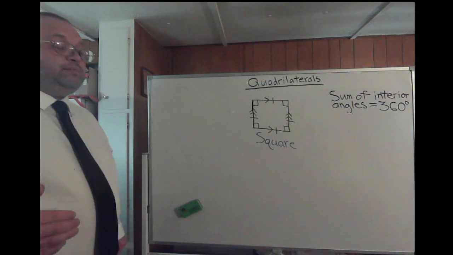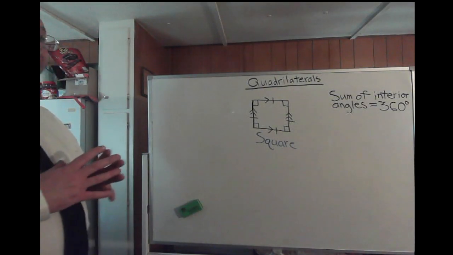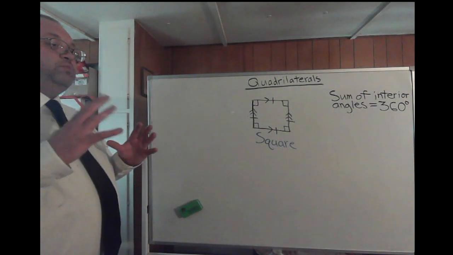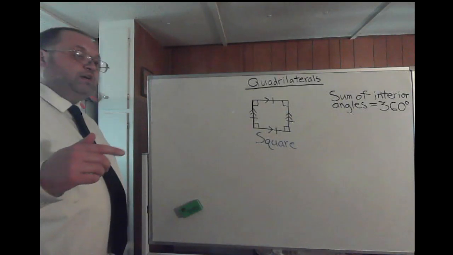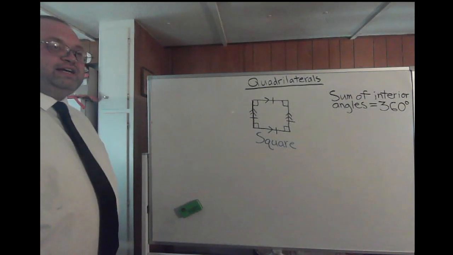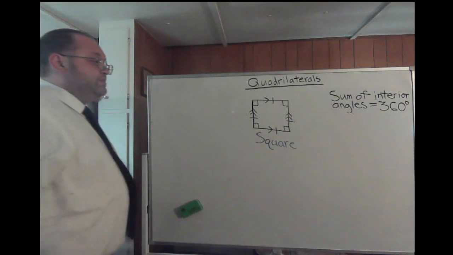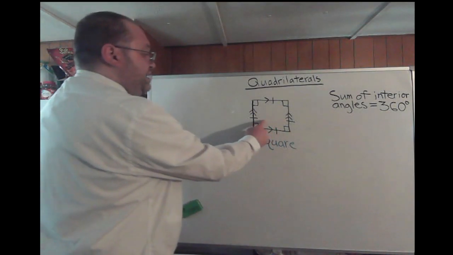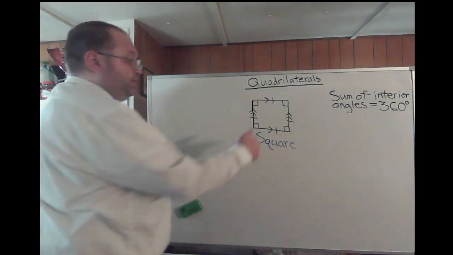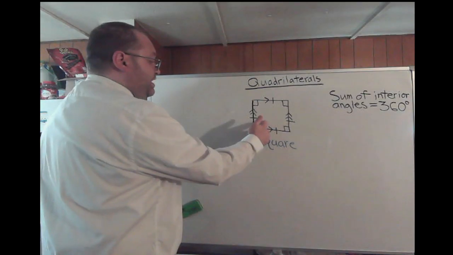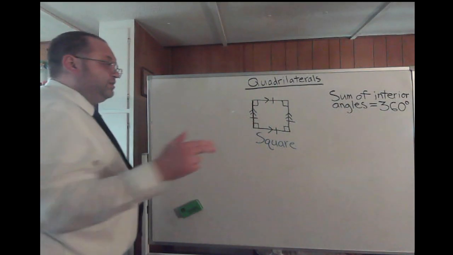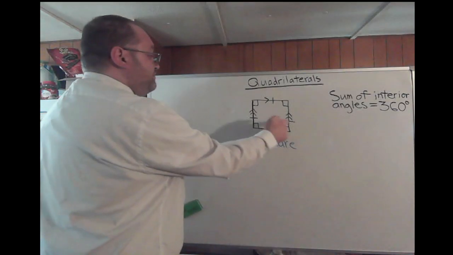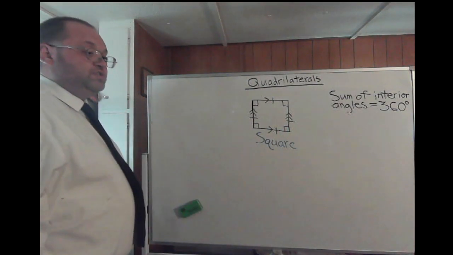Then you have a rhombus where all four sides are congruent to each other, but both pairs of opposite sides are parallel to each other. Then you have a square that is a rhombus, and it's also a parallelogram. It's a square because it has four right angles, both pairs of opposite sides are parallel to each other, and all four sides are congruent to each other in a square.